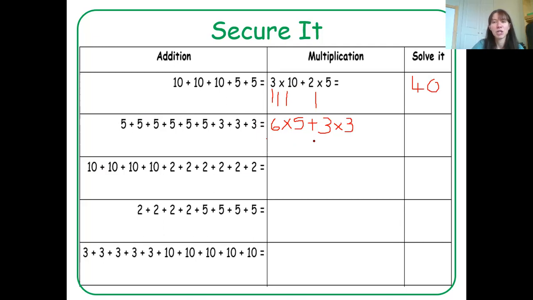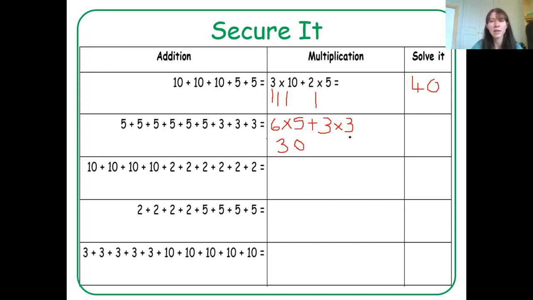Okay, how did you get on? So 6 lots of 5. We've got 5, 10, 15, 20, 25, 30. So I'm just going to write the number underneath this time to help me. So I don't need to remember that one now. I've done that one. Now I need to do 3 lots of 3.